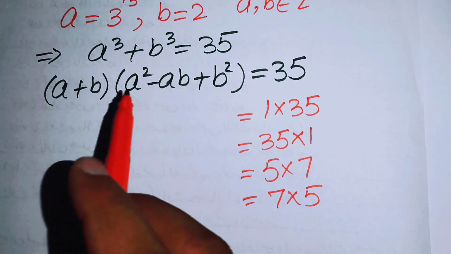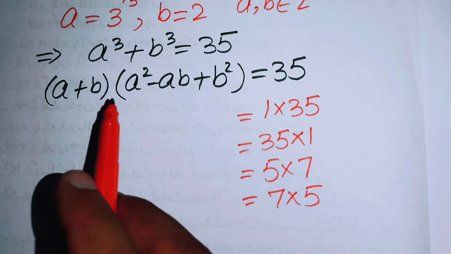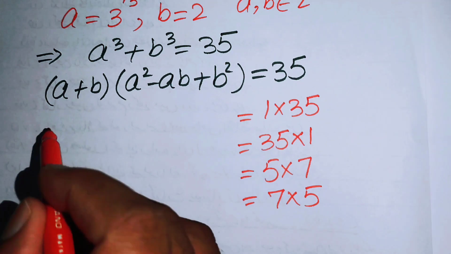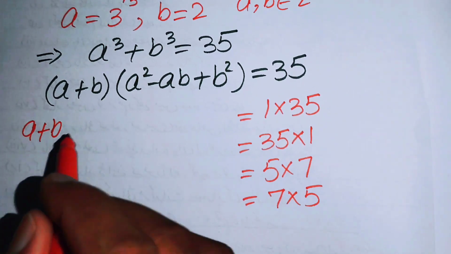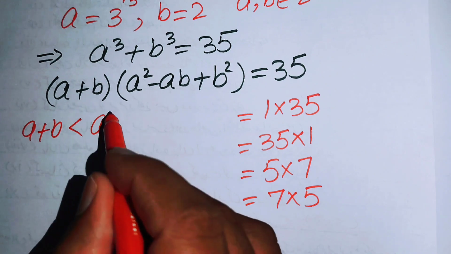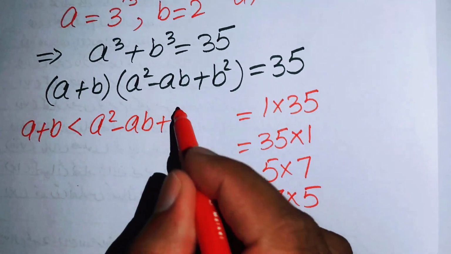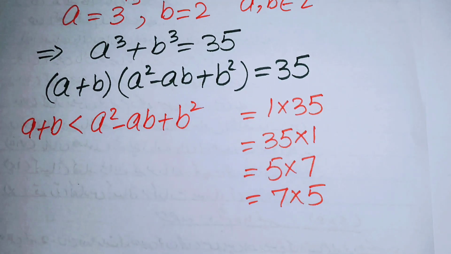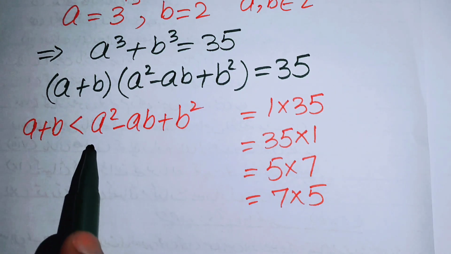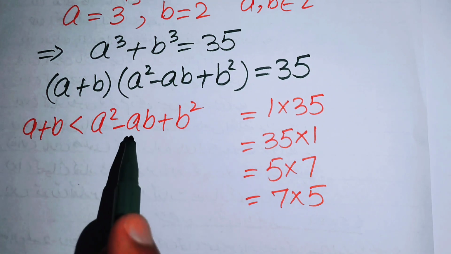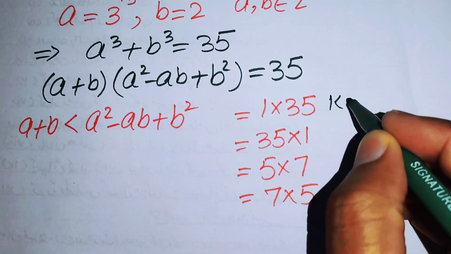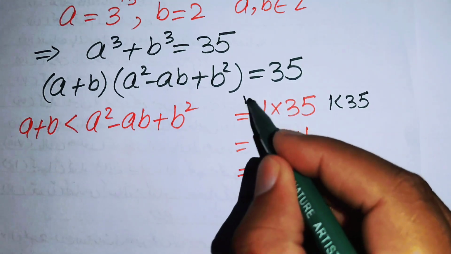First focus on the left hand side, where we have two factors, a plus b and a squared minus ab plus b squared. If you compare these two factors, you see that a plus b is always less than a squared minus ab plus b squared. So we compare those pairs where the first factor is less than the second factor. Here 1 is less than 35, so we can choose this factor.